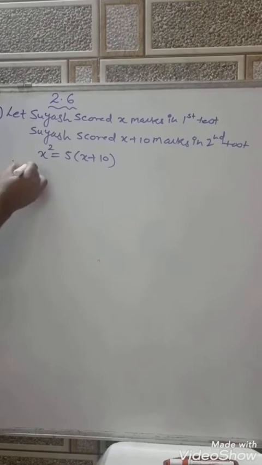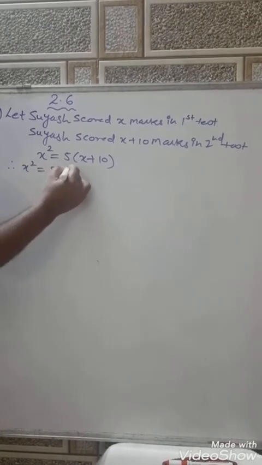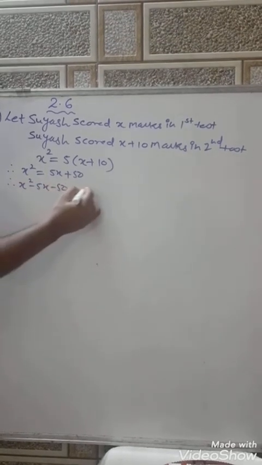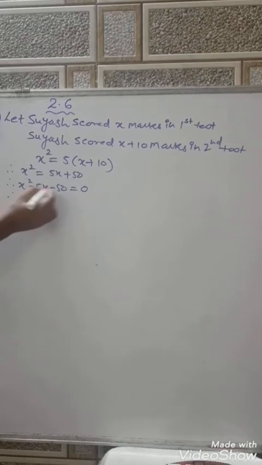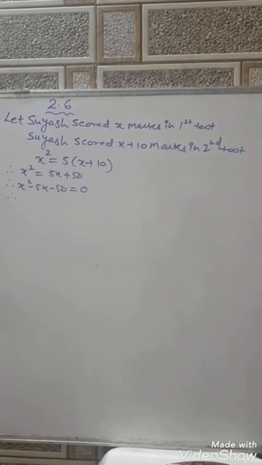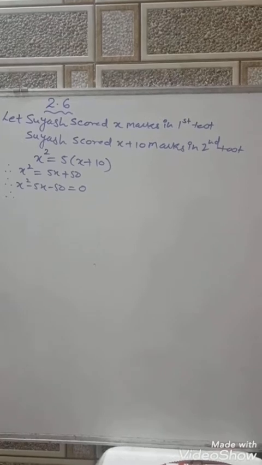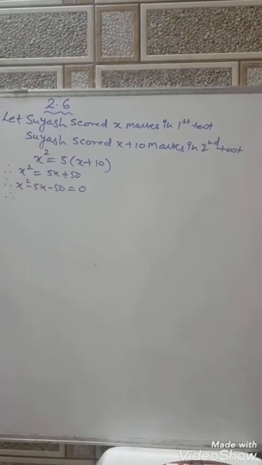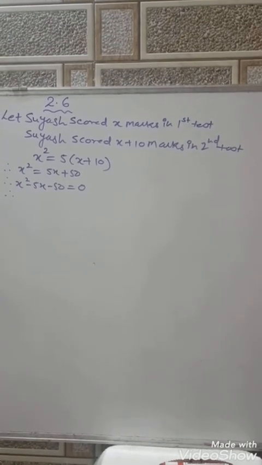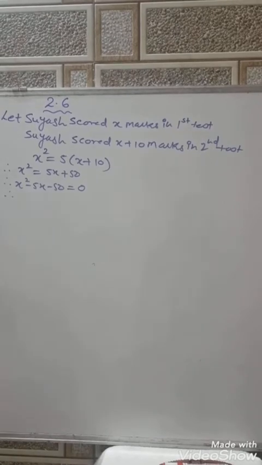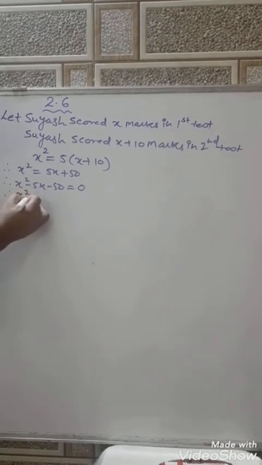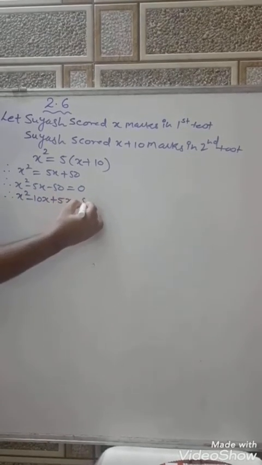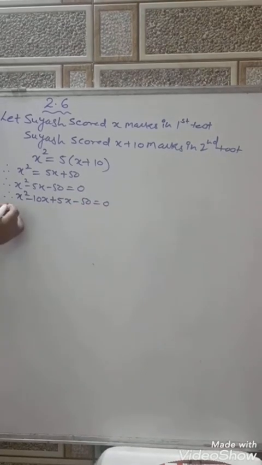Now x square equals 5x plus 50. So x square minus 5x minus 50 equals 0. So here we have to find two numbers whose product is 50 and difference is 5. 10 fives are 50, and 10 minus 5 you get 5. So x square minus 10x plus 5x minus 50 equals 0.